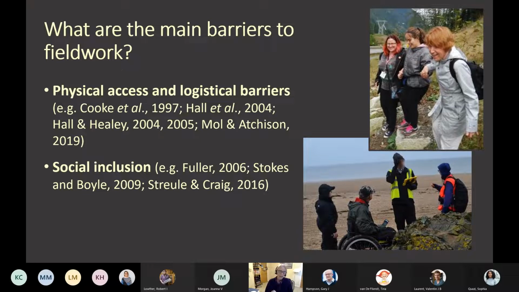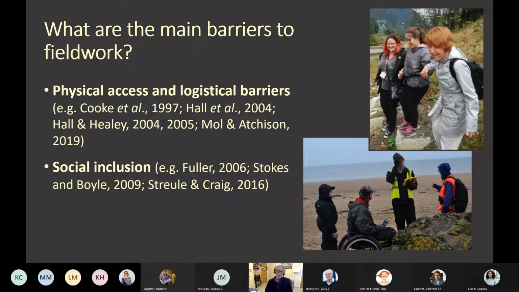But a really key aspect of fieldwork that I think has been overlooked in a lot of previous studies is to do with social inclusion, because learning is a social process, and particularly when we're learning in the field. And there's a really excellent paper that was written by your peers at Imperial College, Mike Struhl and Lorraine Craig, which looked at and discussed the value of social learning theories in terms of fieldwork design.